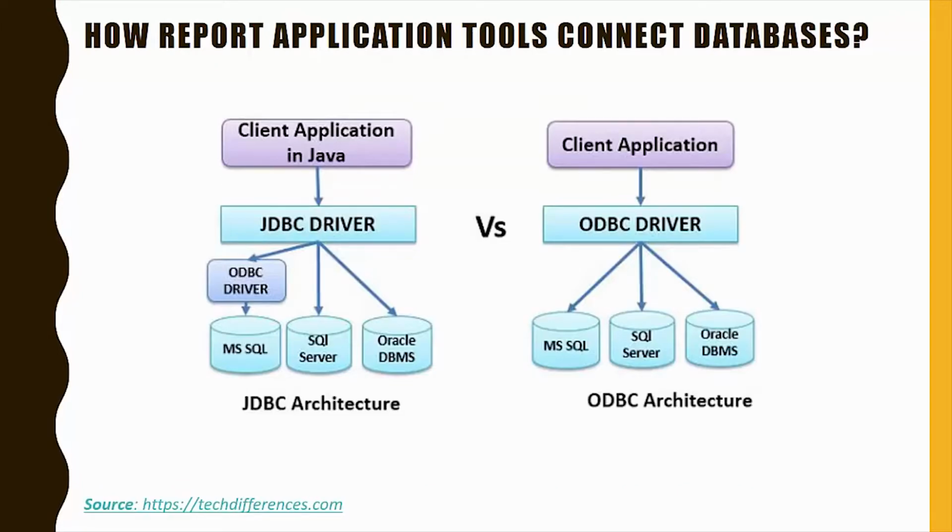How report application tools connect to a database. Database reporting and database reporting tools rely on connections to a relational database management system, typically through JDBC or ODBC. JDBC and ODBC both are APIs, or Application Programming Interfaces, that help the applications on the client side connect to the database on the server side. The database vendors provide ODBC or JDBC drivers so that their database can be accessed by the reporting application on the client side.